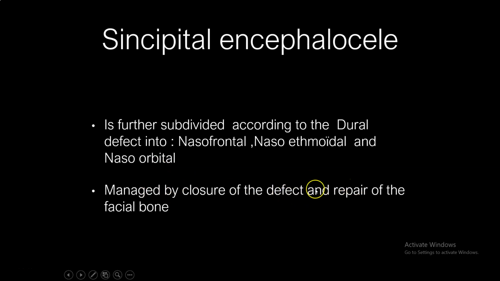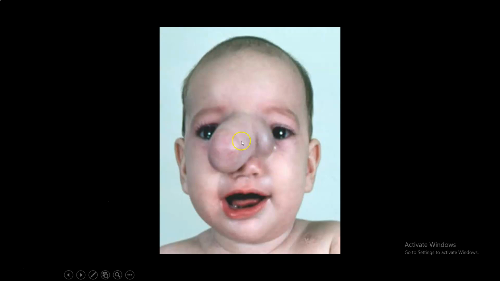You go inside, you close the defect, excise any gliotic tissue, you repair, and you should have with you a maxillofacial surgeon to correct the associated facial anomalies, or you can do it in 2 stages. You close the defect by suturing the dura itself, or by putting fat in the defect if you cannot suture, and you ask the maxillofacial surgeon to repair the nose and the forehead and things like that. So this is syncipital encephalocele.